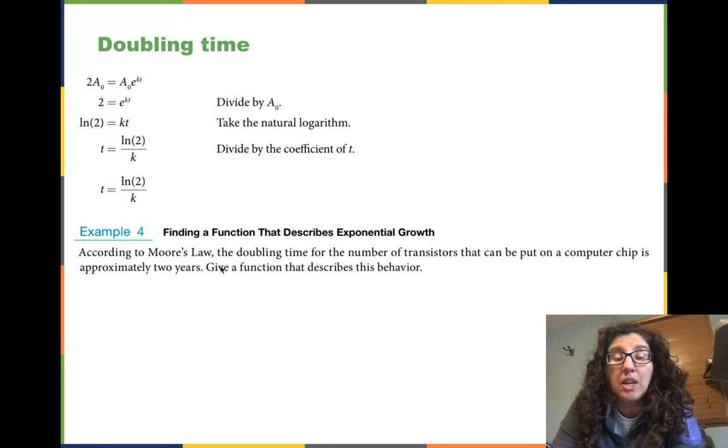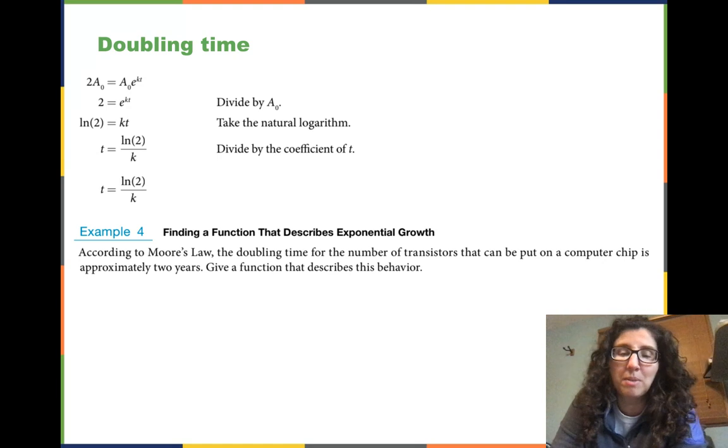So here's a different kind of thing. This isn't an actual physical law, but you might have heard of Moore's law. I think he hypothesized this in the 70s or 80s. He noticed that the doubling time for the number of transistors that can be put on a computer chip is approximately 2 years. About every 2 years, computer scientists were able to double the amount of transistors on a computer chip. There's no reason to think that will hold for all time, right?